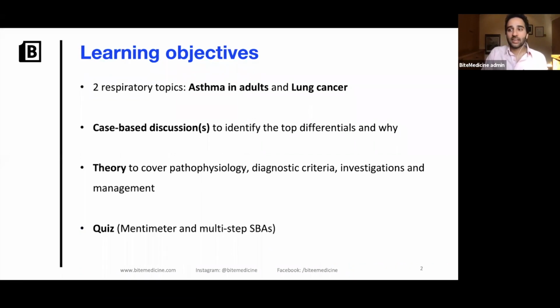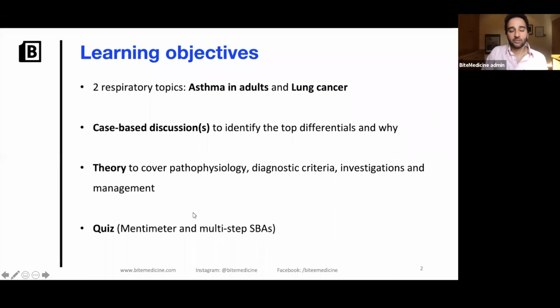We use a case-based approach to all of our learning, mainly because, having been through medical school and a lot of what you guys are going through already, we believe this is the best way to learn medicine and translate it into clinical practice. We're going to identify our top differentials, why these are, and cover basic things like pathophysiology, diagnosis, etc.